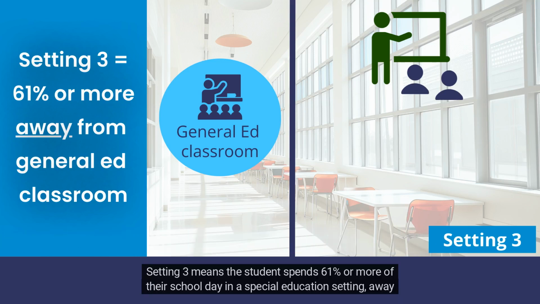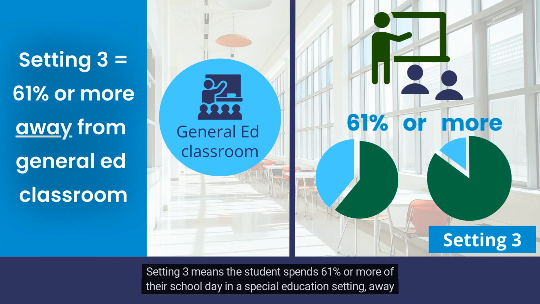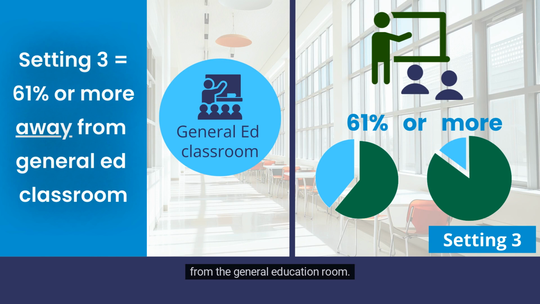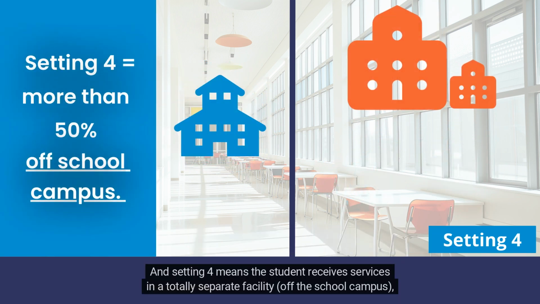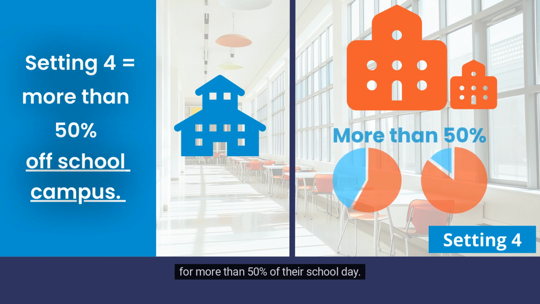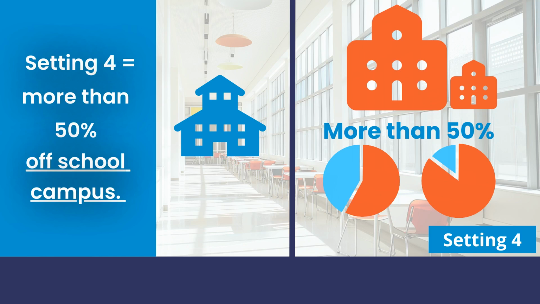Setting 3 means the student spends 61% or more of their school day in a special education setting away from the general education room. And setting 4 means the student receives services in a totally separate facility off the school campus for more than 50% of their school day.